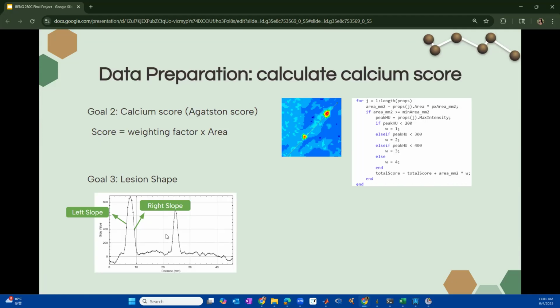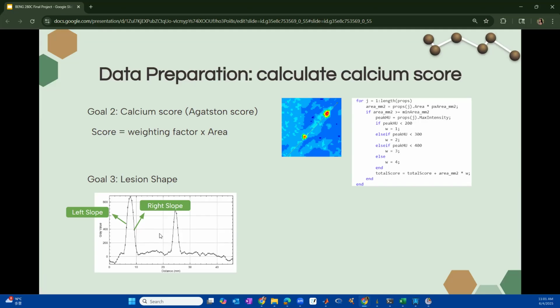So now here's what we notice. Most lesions in the data set have a very steep roll-off on either side. That tells us the calcium has clear, sharp boundaries, which is good because it means the lesions are well-defined and easier to analyze. We also use this profile to check for symmetry, like the shape of the lesion.